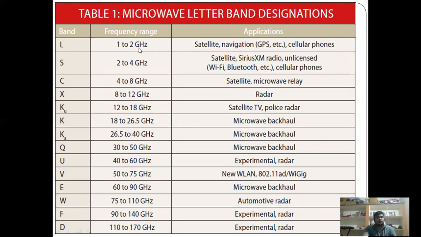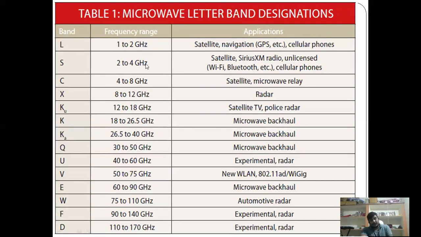L band is 1 to 2 gigahertz. The basic applications are low level satellites, navigation for GPS, and cellular phones. For cellular phone applications, we observed 800 megahertz and 1800 megahertz bands for 2G and 3G, and for 4G it's 2.4 gigahertz. In 5G, it is going to be more than 5 gigahertz. So we are using these frequency bands for cellular applications.